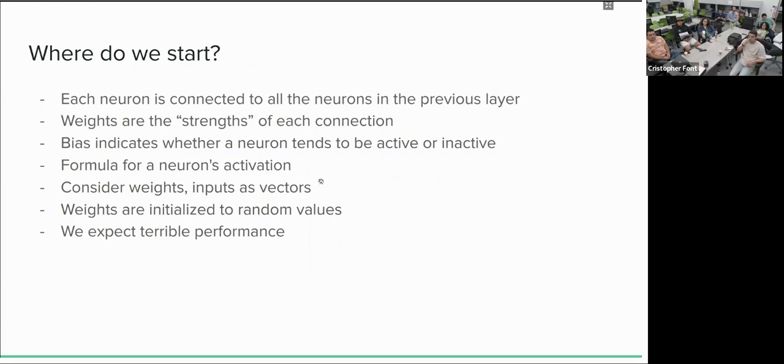We know that every neuron is connected to every other neuron in the layer that precedes it. So every neuron is a combination of all the neurons that came before it. You can think of this as adding them all together. Weights are how strong each connection is. We can penalize a connection, or, what's the opposite of penalize? Reward. We can reward that input. And bias indicates whether the neuron tends to be active or tends to be inactive. If it tends to be inactive, we're going to give it a really high bias, like -1,000, and it'll very rarely be active.